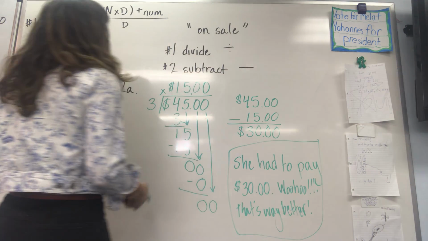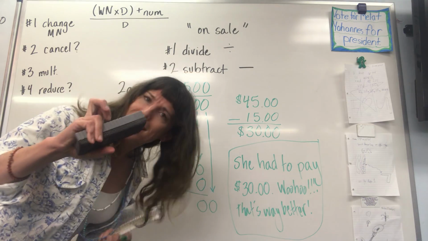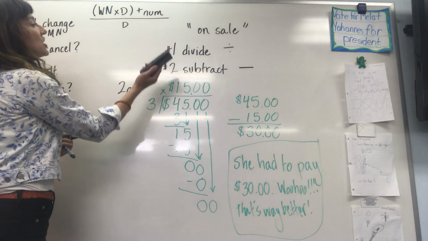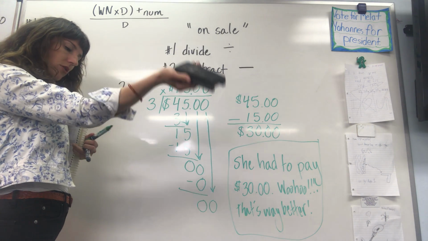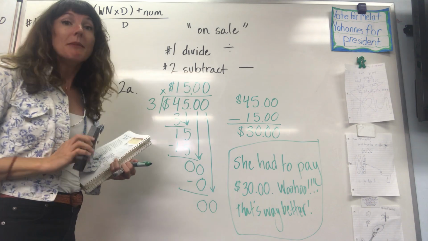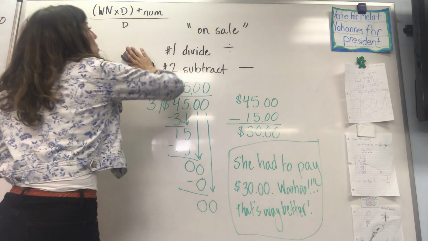Okay. That's 2A. When something is on sale, that means you have to divide and subtract. Divide, subtract. Oh, darn, I just got pen on my jacket. Please remember this because it's going to come up again.